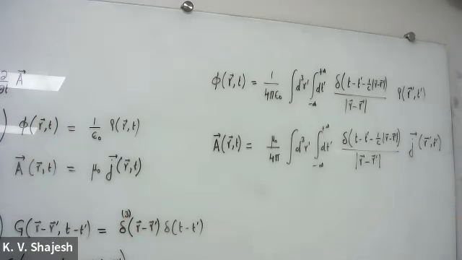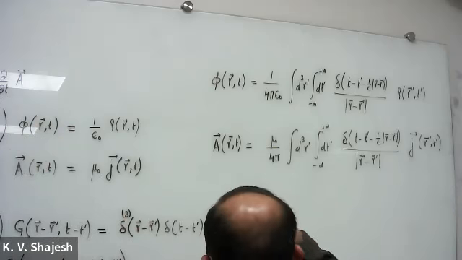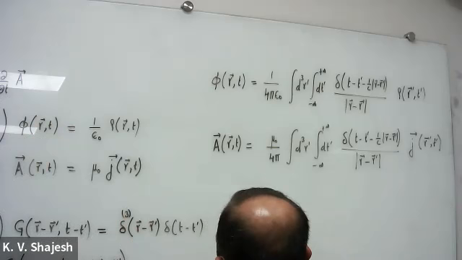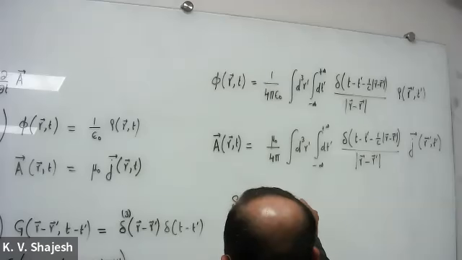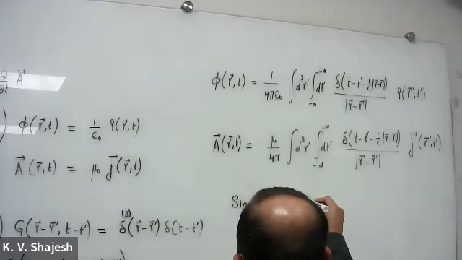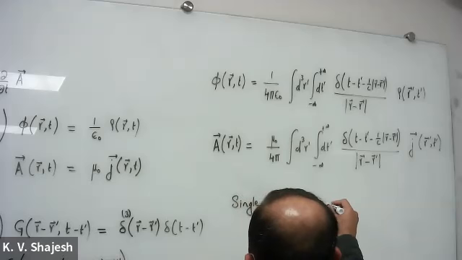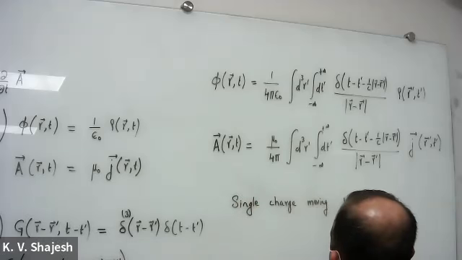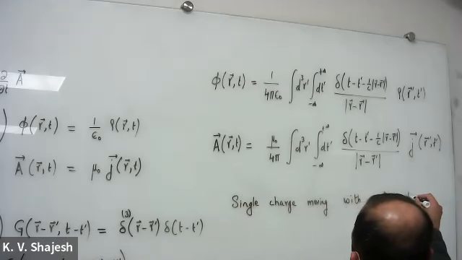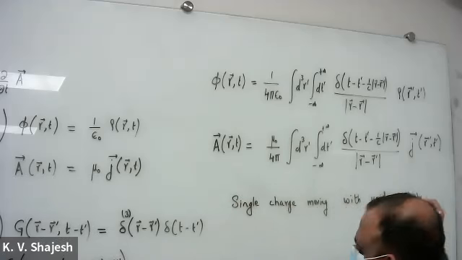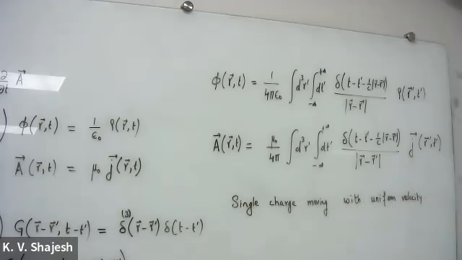But let's do a solvable problem to begin with. So let's consider the following scenario. A moving charge, if a single charge moving with a uniform velocity. That's pretty much the simplest motion you can think of.